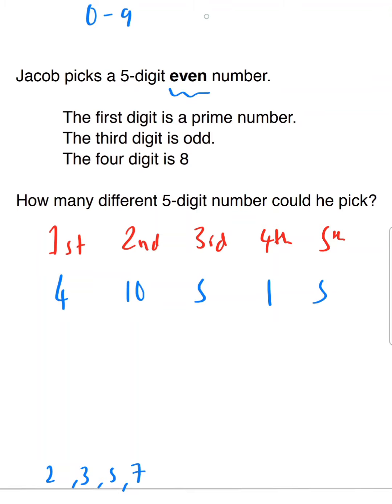All we do now is we multiply them. So 4 times 10 times 5 times 1 times 5. So 4 times 10 is 40. 40 times 5 is 200. 200 times 1 is 200. 200 times 5 is 1,000. So there are 1,000 options there.